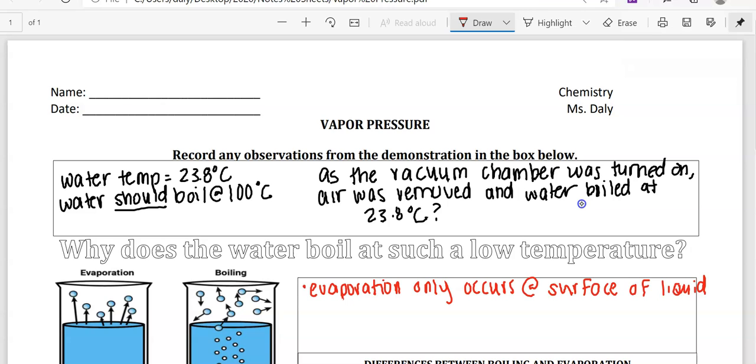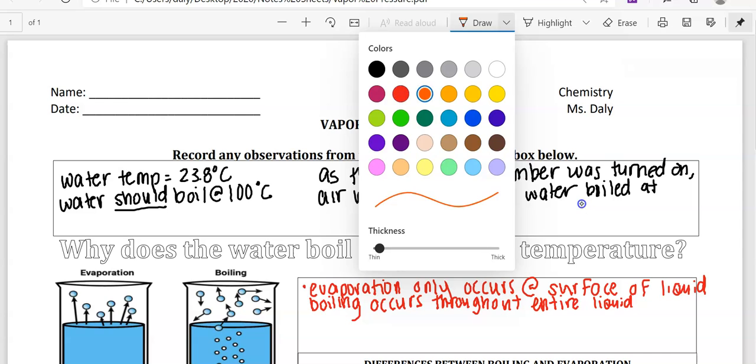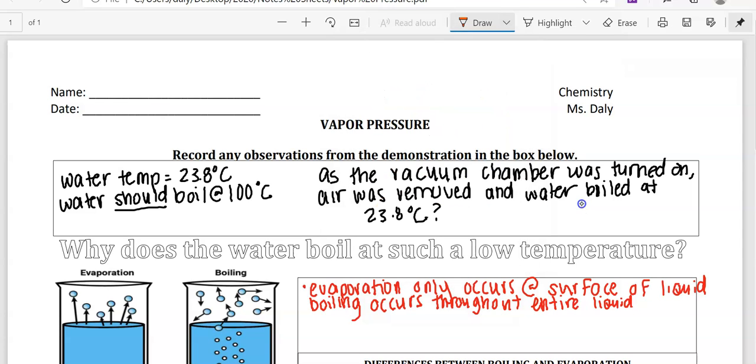Boiling, on the other hand, occurs throughout the entirety of the liquid. And again, you can see that in the image. The evaporation is occurring only at the surface, and with the boiling, you can see the bubbles coming throughout the entire sample. And the second major difference, and I'm only going to really go into these two, but the second major difference is really important.